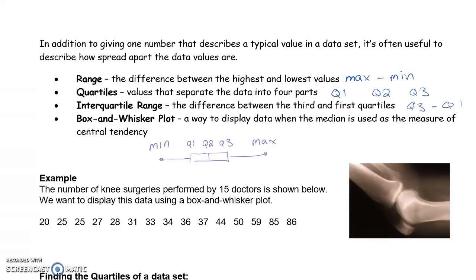So what is the range? It's the maximum value minus the minimum value. So it's the difference between the biggest value and the lowest value.